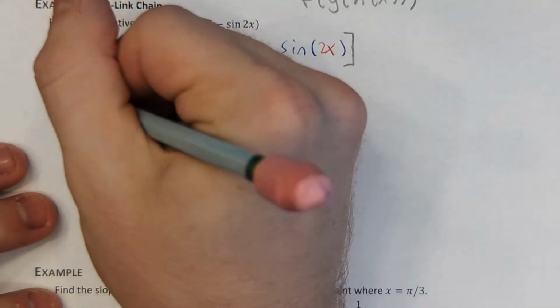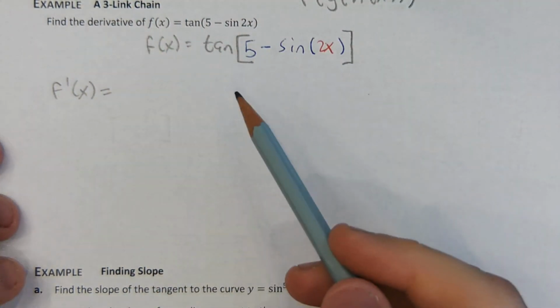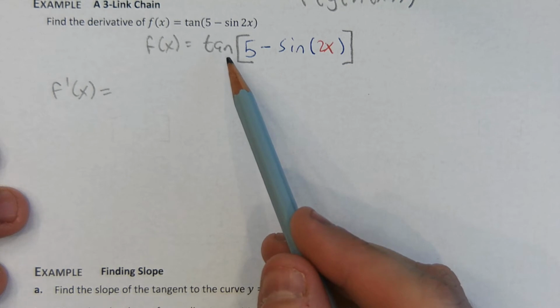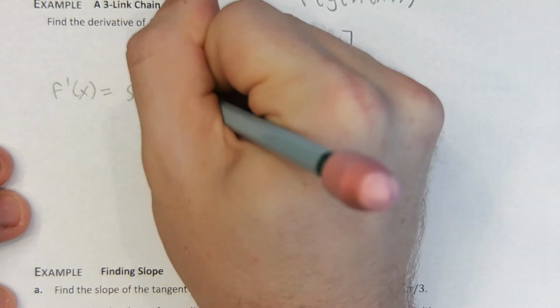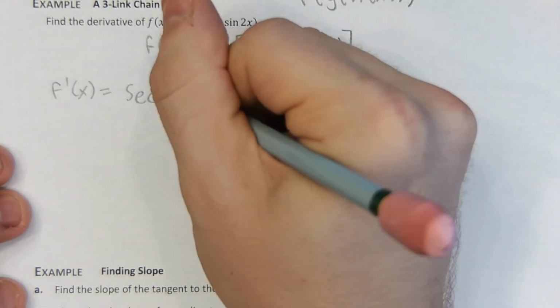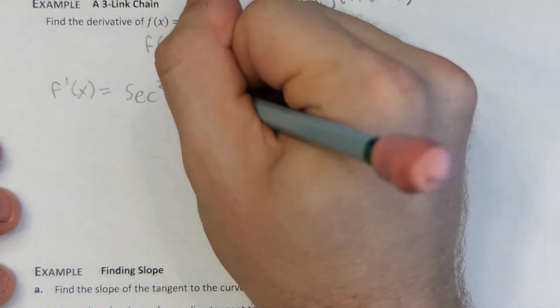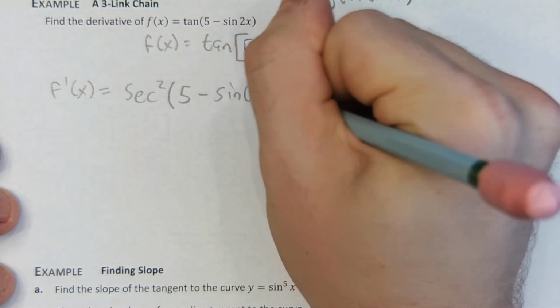Okay. So we go f prime of x. It says the derivative of the outside, which is tangent. Well, if you remember from the last lesson, the derivative of tangent is secant squared. So we say secant squared of, don't touch its inside. Its inside is 5 minus sine of 2x.